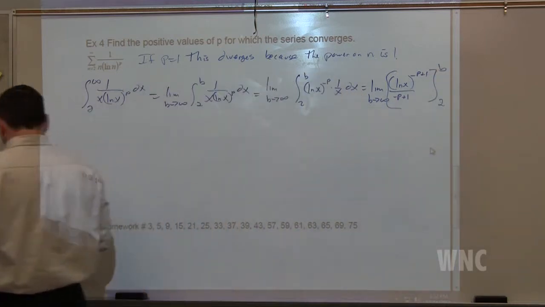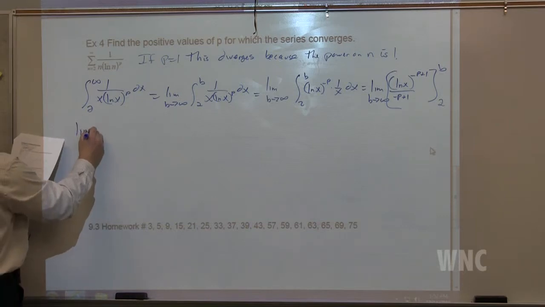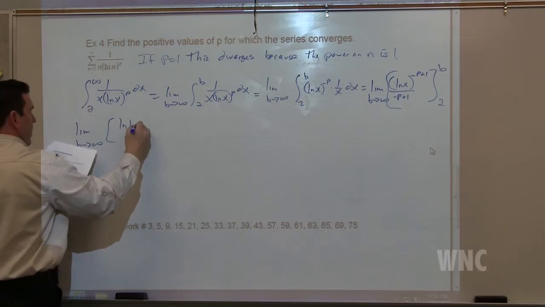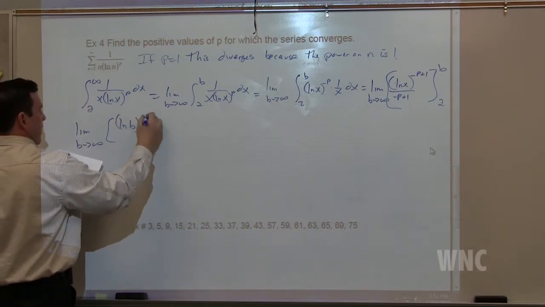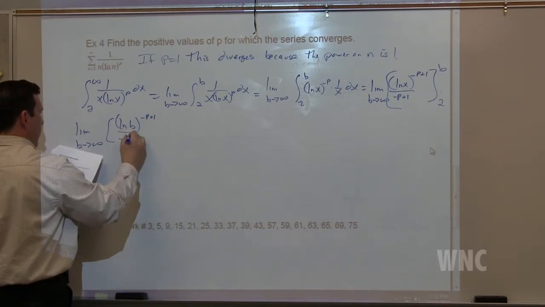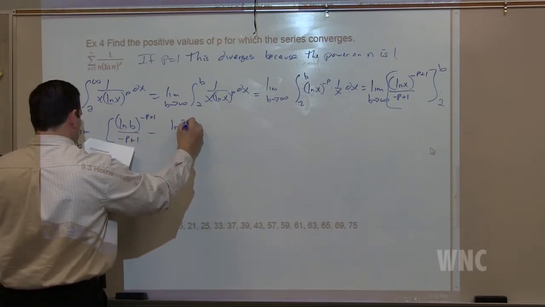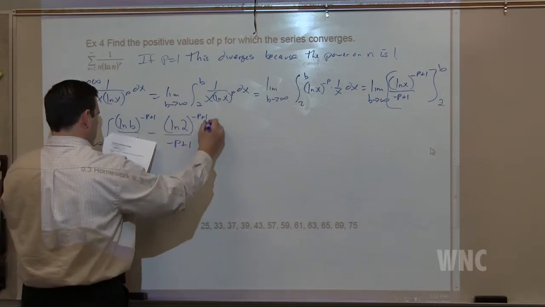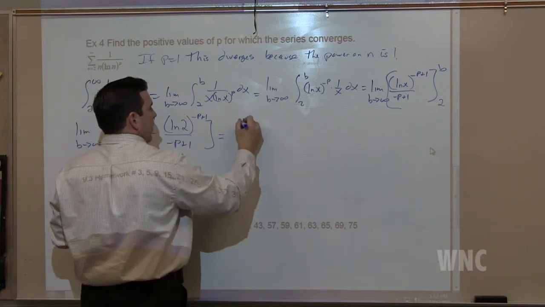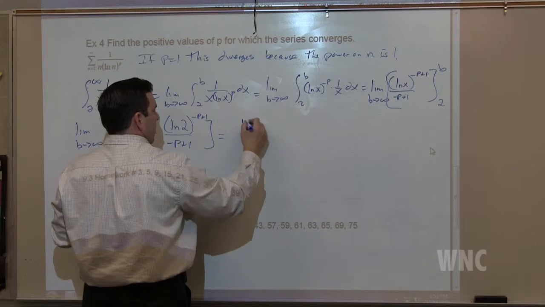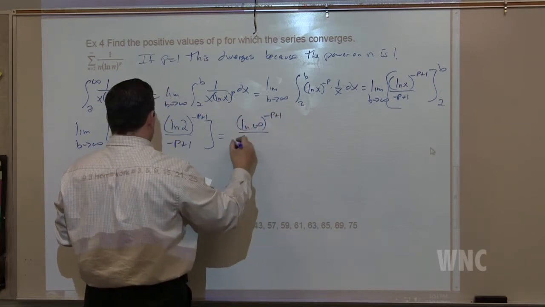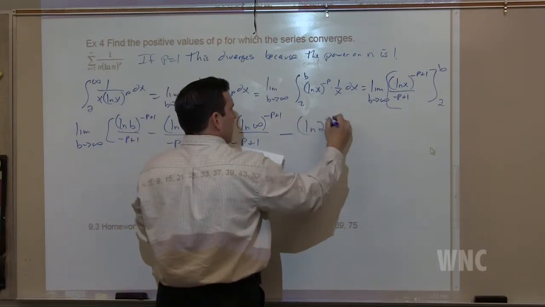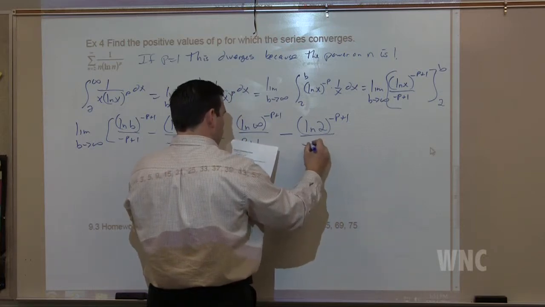Okay. So we have the limit as b goes to infinity of natural log of b to the negative p plus 1 over negative p plus 1, minus natural log of 2 to the negative p plus 1 over negative p plus 1. That would be natural log of infinity to the negative p plus 1 over negative p plus 1, minus natural log of 2 to negative p plus 1 over negative p plus 1.